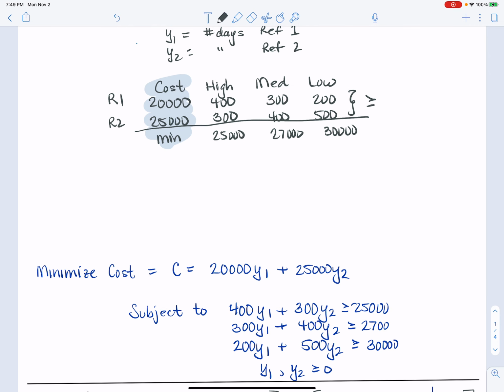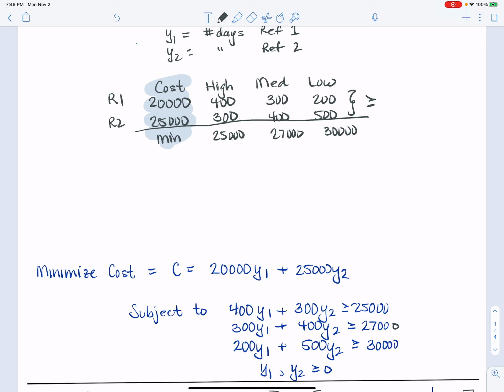So we're minimizing cost, 20,000 Y1 plus 25,000 Y2, subject to, and we just basically read off the constraints as we go down the column. So 400 Y1 plus 300 Y2 at least 25,000, 300 Y1 plus 400 Y2 at least 27,000, and I'm just realizing that I left off a 0 there, and 200 Y1 plus 500 Y2 at least 30,000. And naturally, the non-negativity constraints have to be there as well.